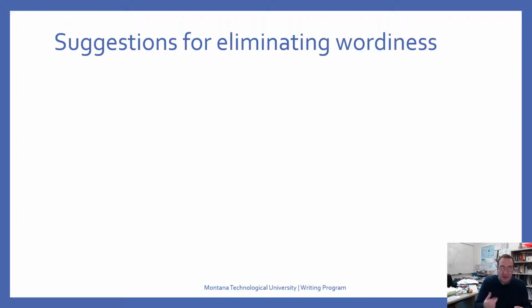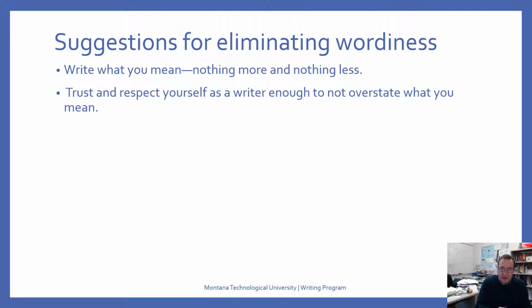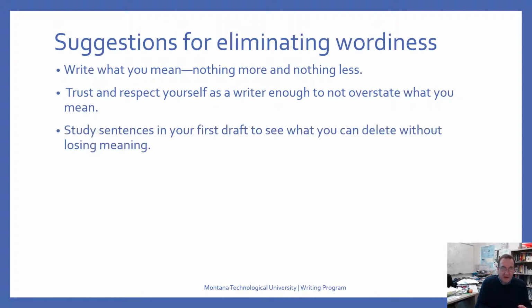The first one being only write what you want to write. Nothing more, nothing less. You have a thought, put it down, refine it, and move on. To do this, you need to trust who you are as a writer and not embellish, not overstate what you mean. Once you have the words on the page, which we do in the drafting phase of writing, then you can go back and see what you can get rid of and keep the original meaning of your thoughts.